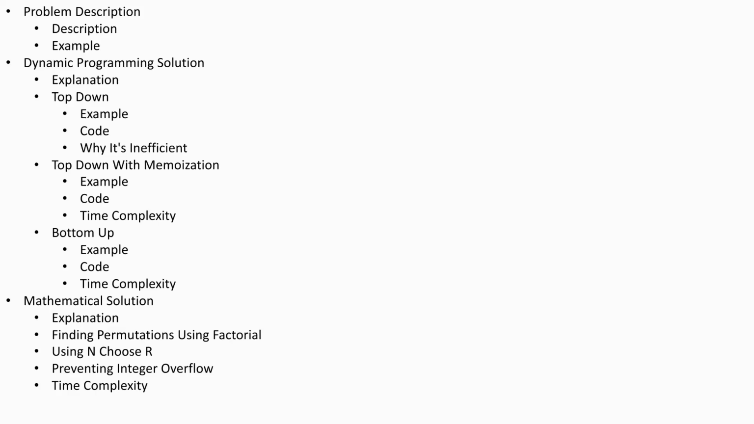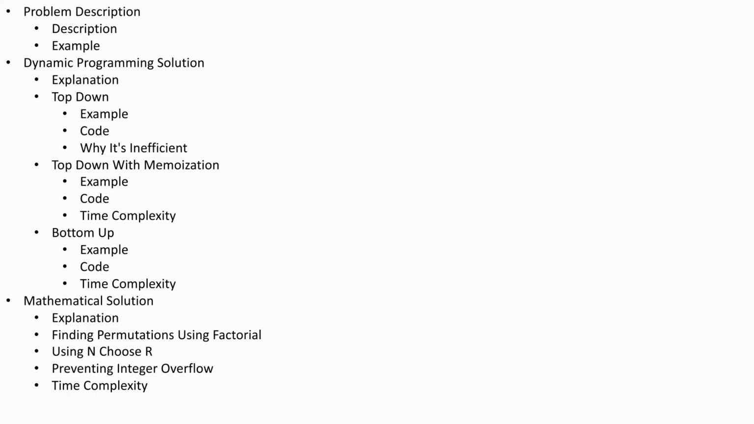In dynamic programming, I'm going to explain top-down and give an example and the code and explain why it's inefficient and should never be used. Then I'm going to explain top-down with memoization, an example, the code, and the time complexity. And finally, I'm going to show bottom-up with an example, the code, and time complexity.